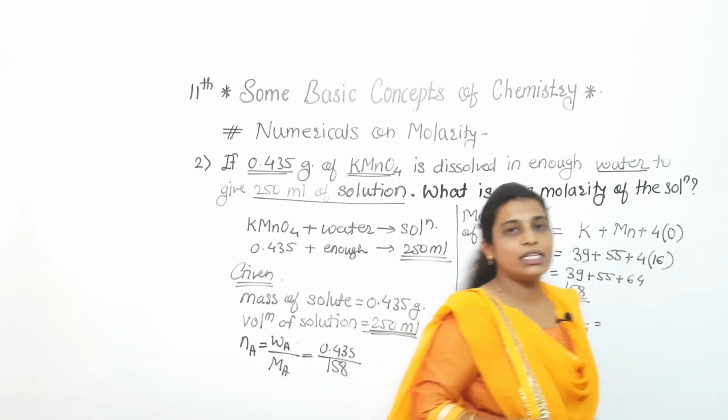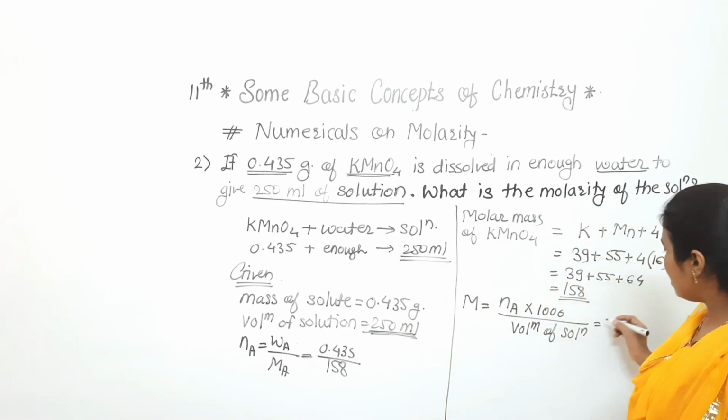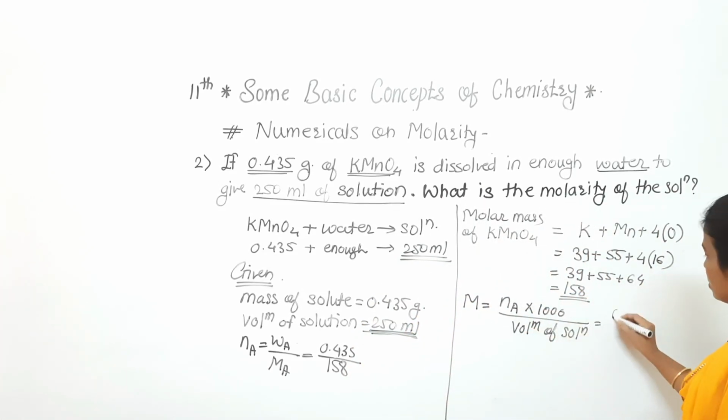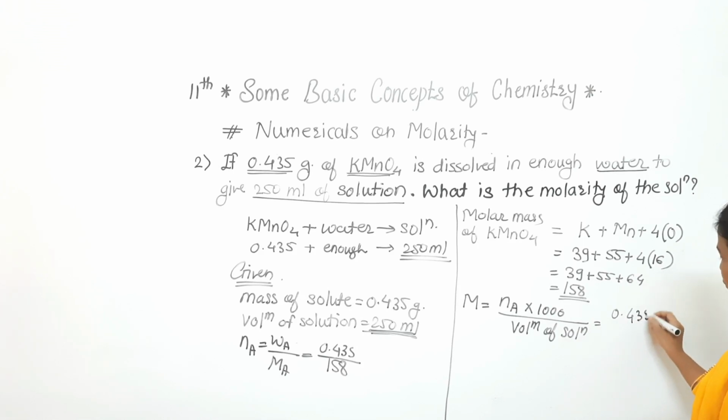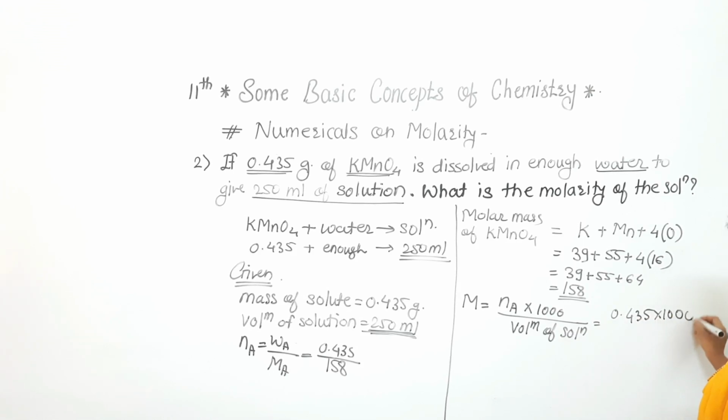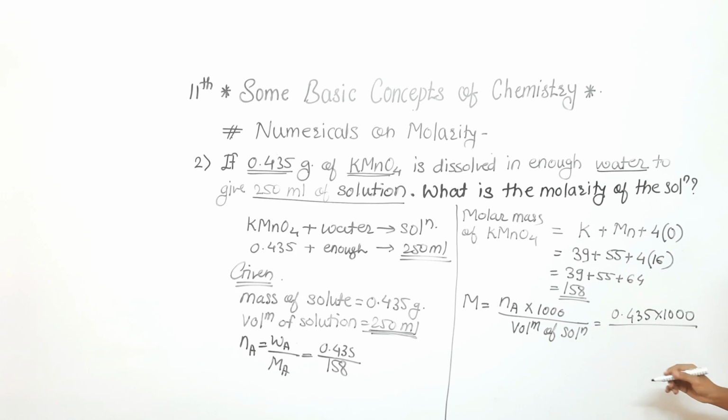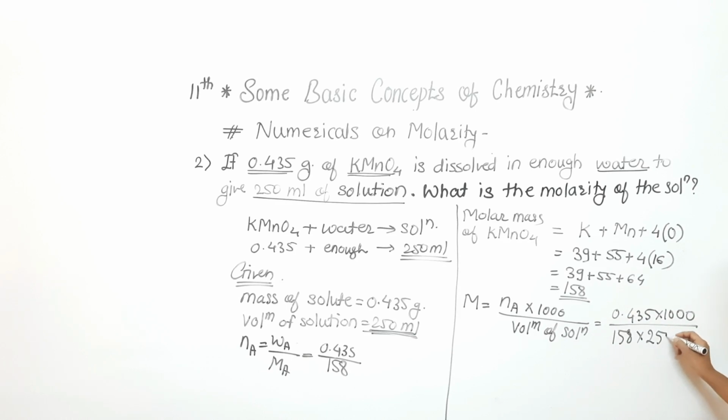If we put all these values here, then we will get the equation like that. M = 0.435 into 1000 divided by, what is the next one? Ma is 158 into volume of solution is 250.